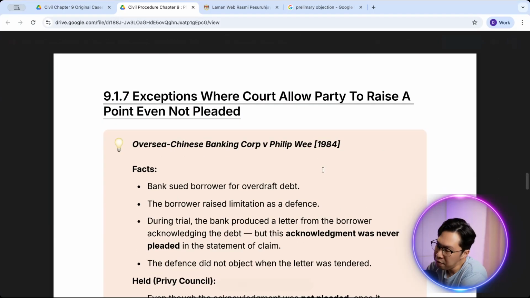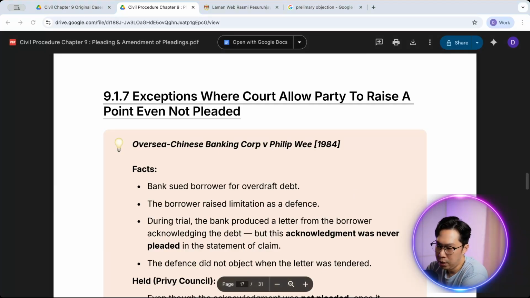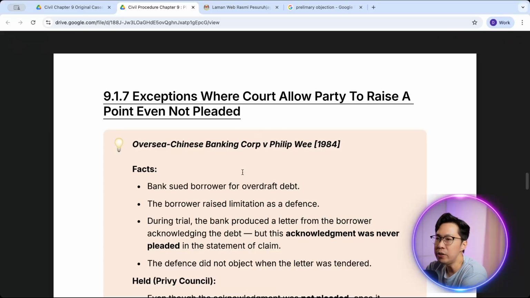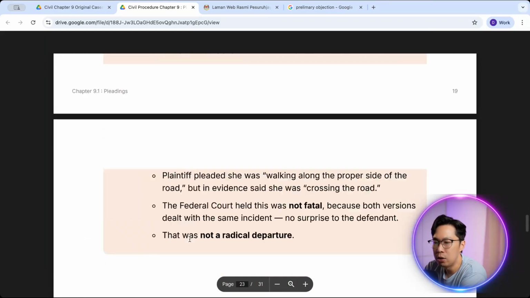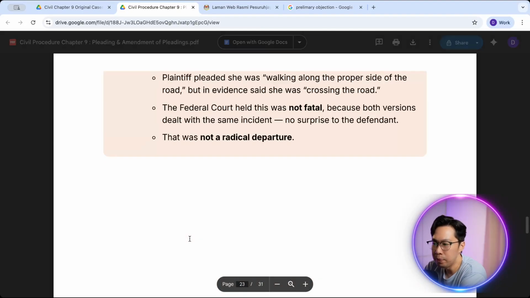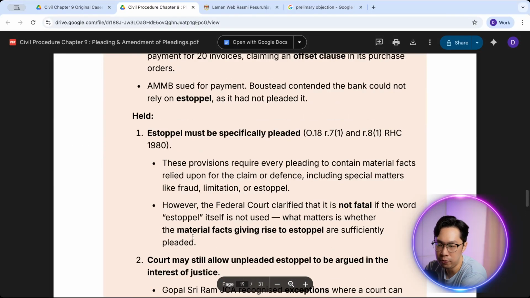Now, however, as always in law, we have some exceptions. There are certain exceptions whereby even if you don't raise it, even if you don't plead it, the court says it's okay, we will take it into consideration. Okay? I think we can take a break now. We take a break now, you look at these few cases, we finish off, then after that, we go to amendment. Okay? Amendment, there are some cases also I want to read with you. Okay? Let's take a break.